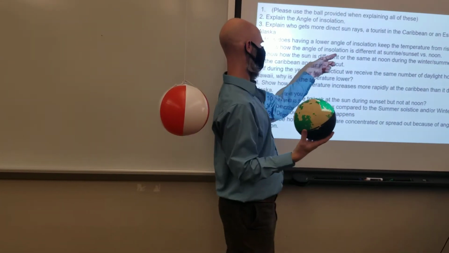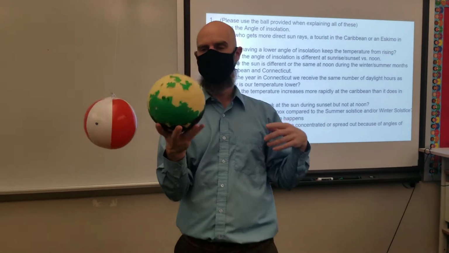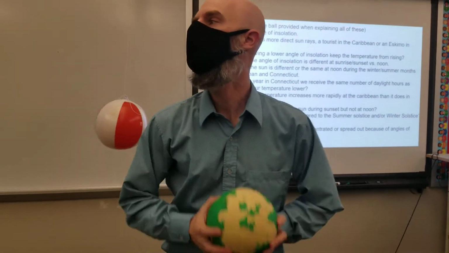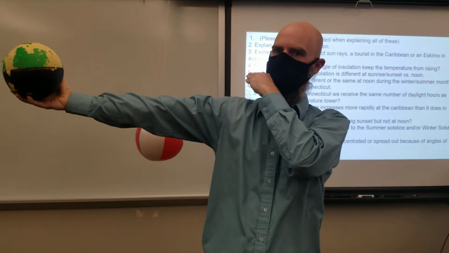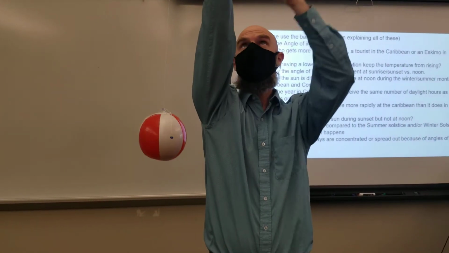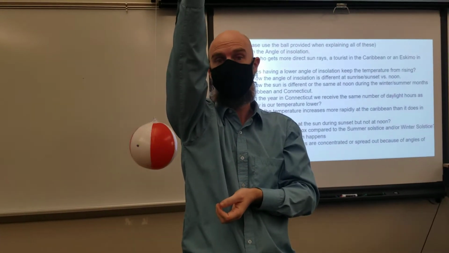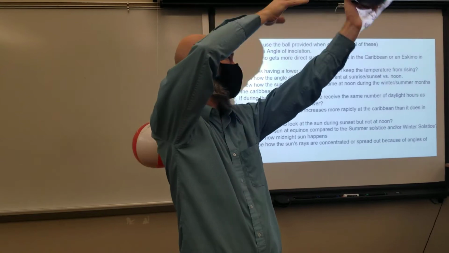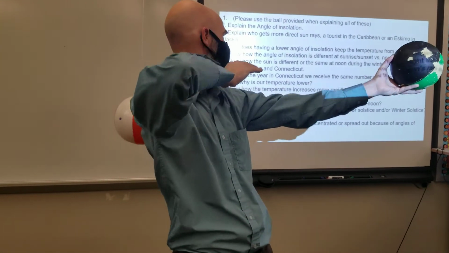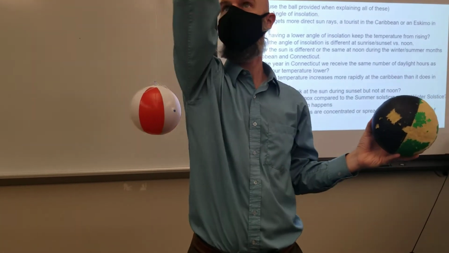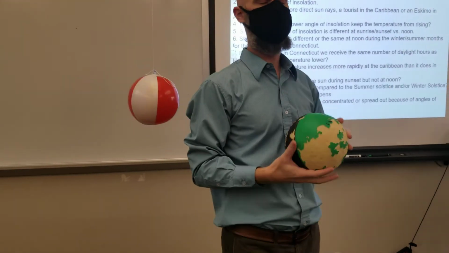Show how the angle of insolation is different at sunrise and sunset versus noon. That's question 5. Here I am in Connecticut. Sunrise is this way. See how it comes in at a low angle. When the sun is at noon, it's right above you pretty much, and it's beating down on you. That's as direct as sunlight is going to get. Then as the sun sets over here, the angle is low again. So it starts out low at sunrise, high at noon, and then a low angle again at sunset.